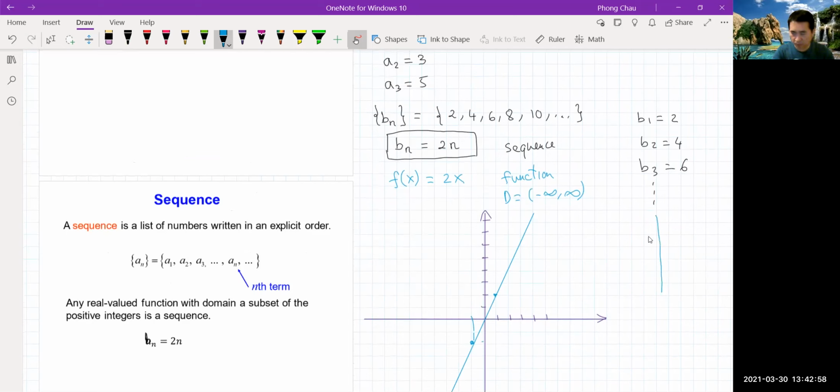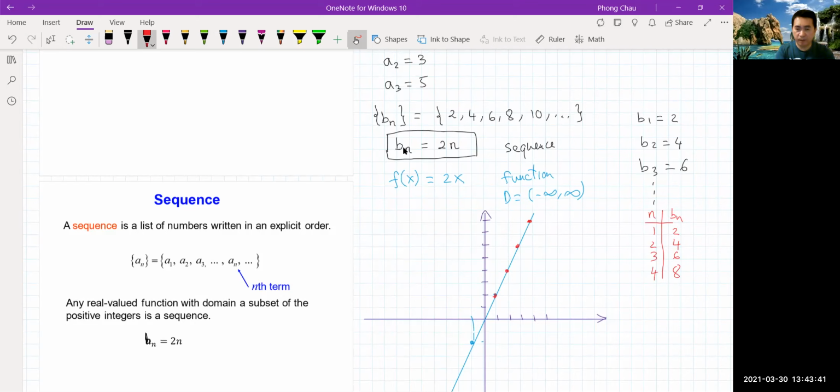maybe we should do a table on the side. So you can see there's a table here. This is n, and that is b sub n. So n is 1, we get 2, n is 2, we get 4, n is 3, we get 6, and n is 4, we get 8. So we're at that point. So n is 1, it's 2, so this is a point. 2, it's 4, 3, it's 6, 4, it's 8.